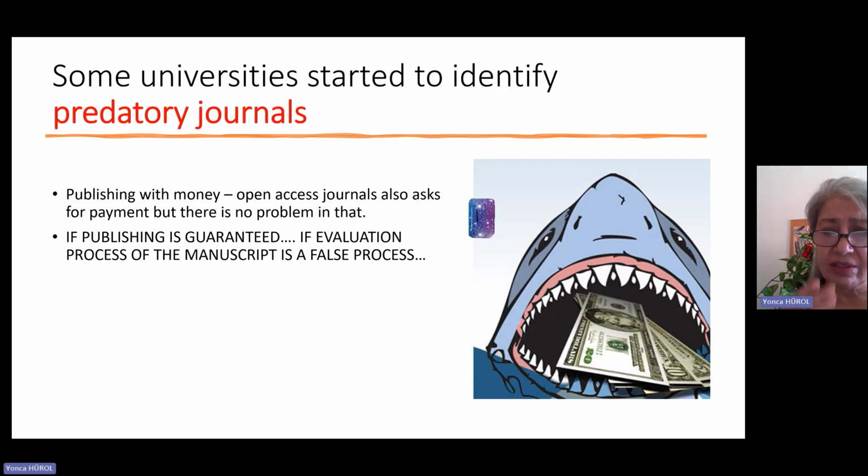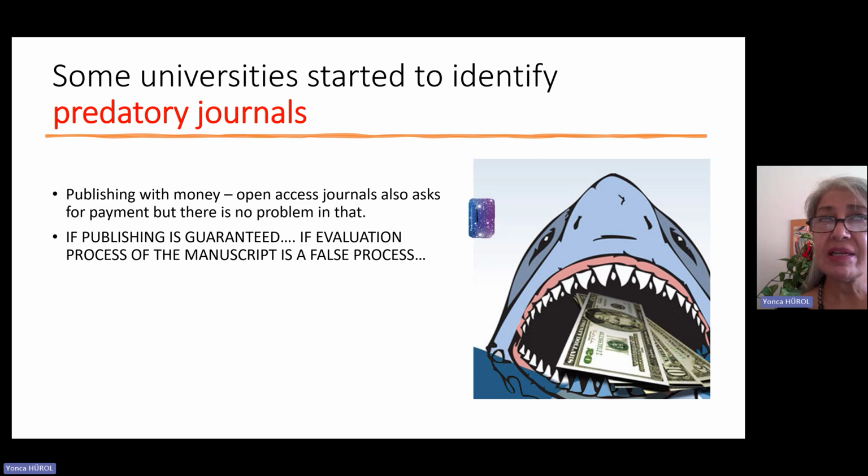So now I will start talking about relatively new things. We all know that there are some predatory journals. It's not very easy to identify them, but it is talked about by everybody and generally known by academics. But how can we identify them?